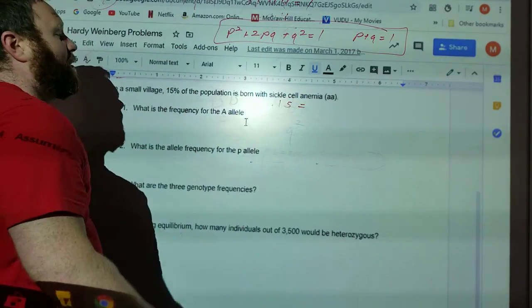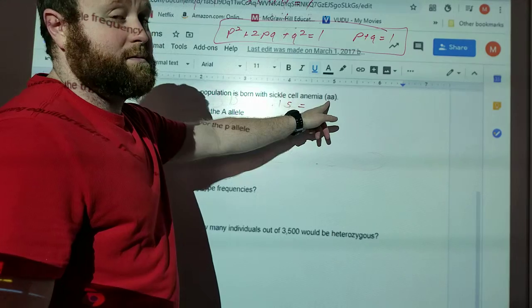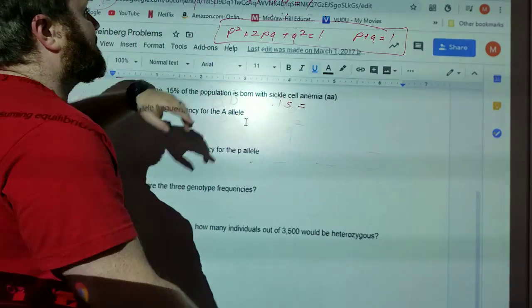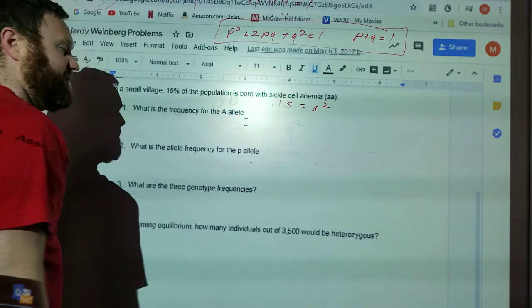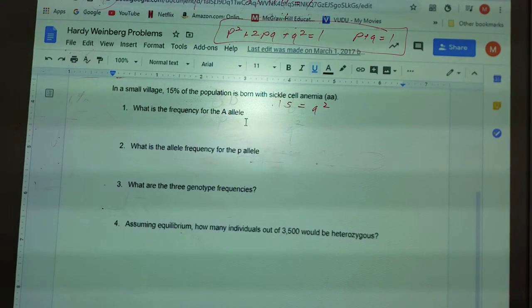Which one of these represents the homozygous recessive? That is going to be q squared. So q squared equals 0.15. Okay, I hope everybody understands.